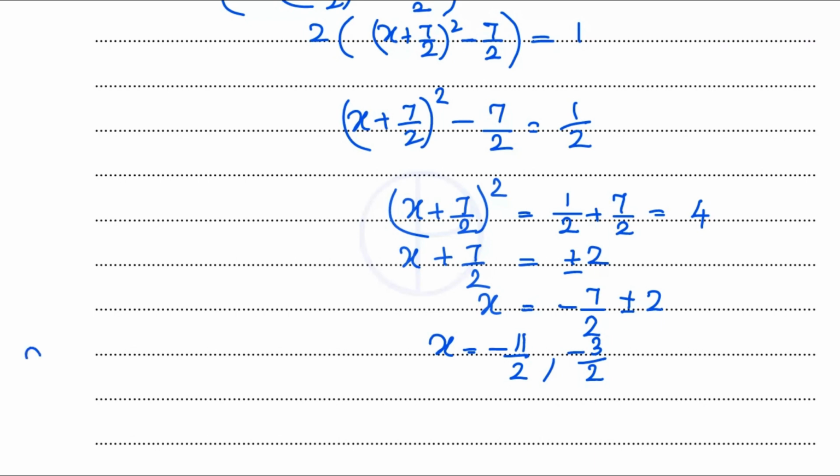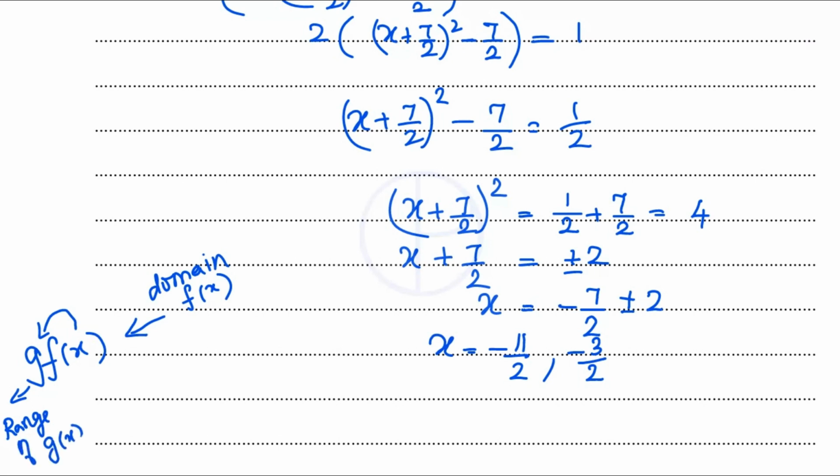So here we are finding g f of x. Okay, so that means the output of f of x is the input to the function g. So what is the input we are giving here? We are giving an input which is the domain of f of x. Okay, the output you are getting is the range of g. Okay, so here x is nothing but the domain of f of x.